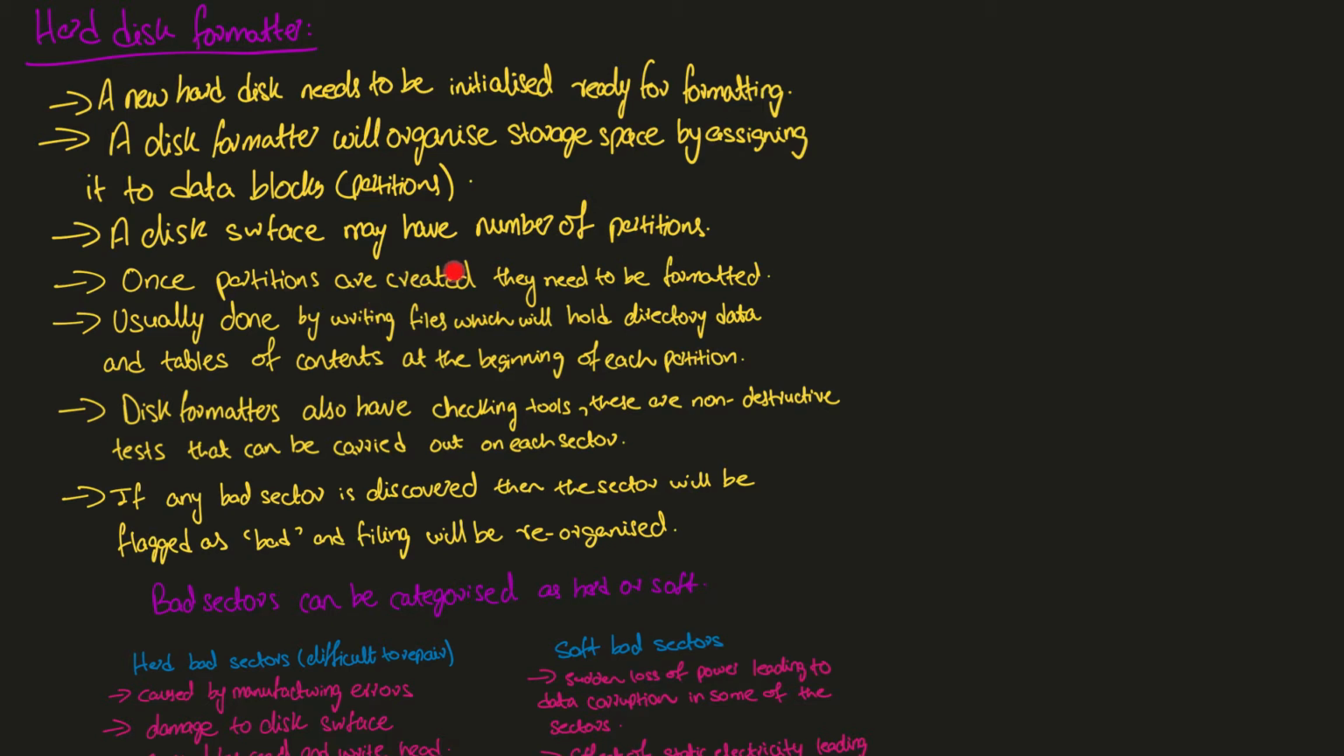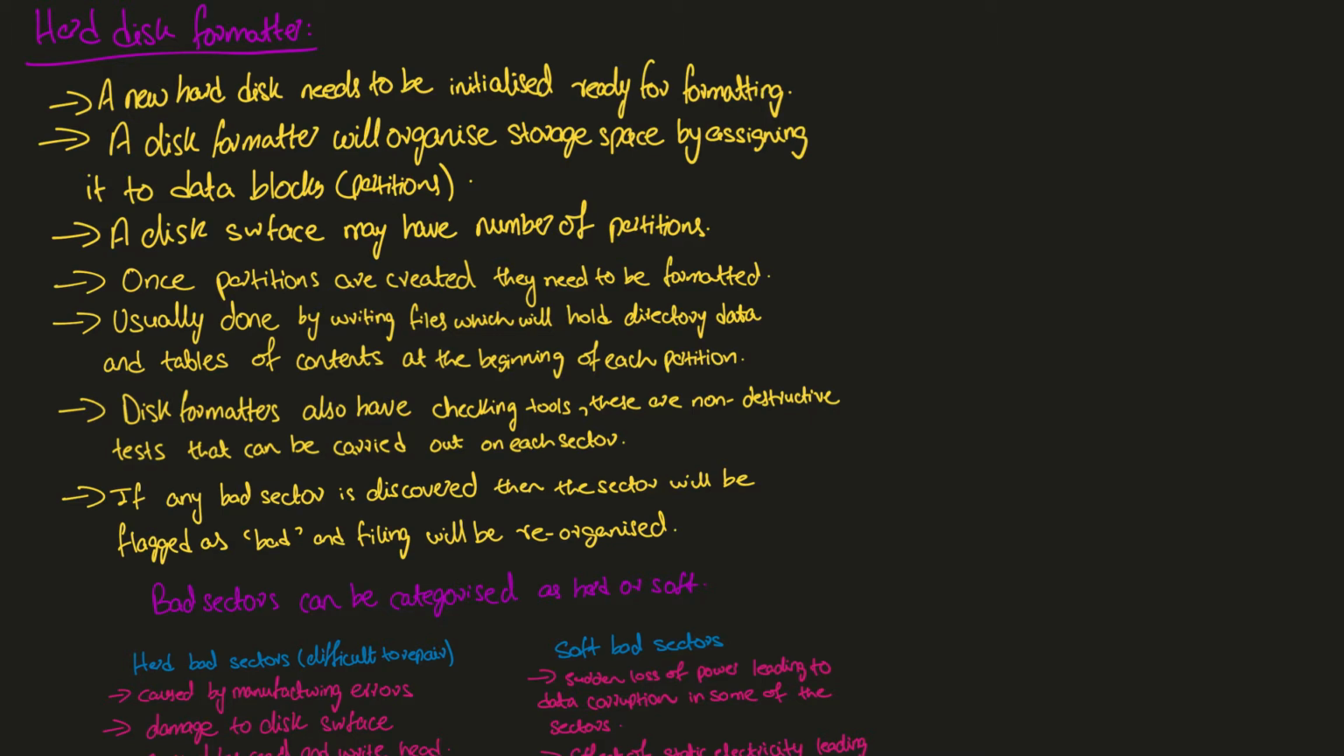Once partitions are created inside a hard disk, they need to be formatted in order to store data, right? This is usually done by writing files which will hold directory data and a table of contents at the beginning of each partition. And these disk formatters also have checking tools. These check which sectors inside each of these partitions can store data or not. If a sector is discovered to be bad, then it will be flagged as bad and the filing will be reorganized, and you won't store data over there, right?